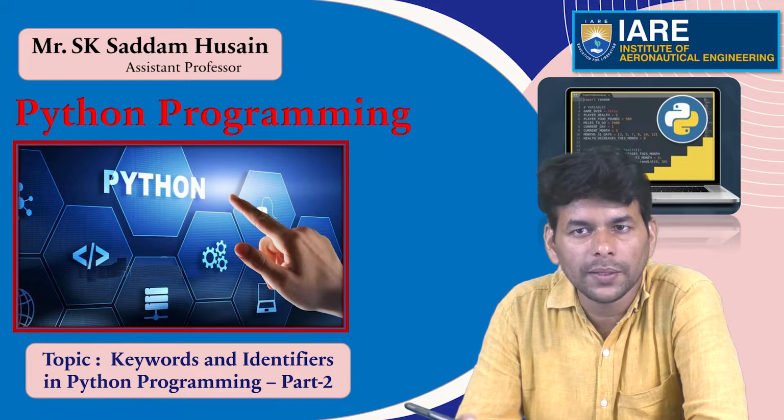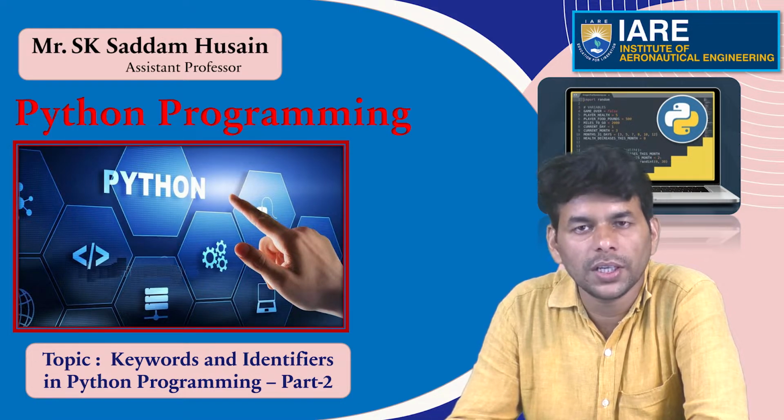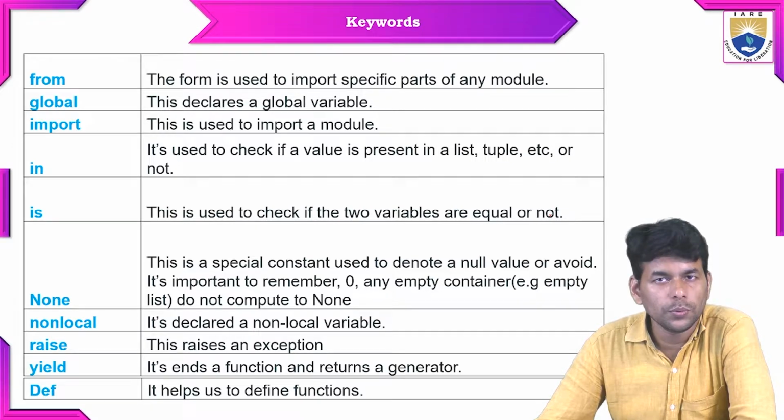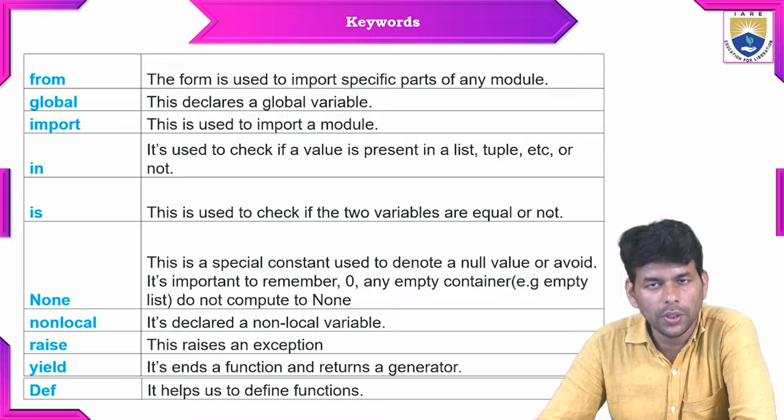Again, what are the remaining ones? Now we will see the remaining keywords here. Up to the import keyword, from keyword, global keyword, and import keyword, we have seen in the previous classes. But in today's class, I am going to give a clarification on the in keyword. So what is the use of the in keyword?